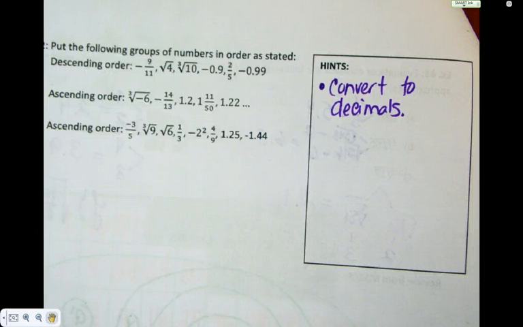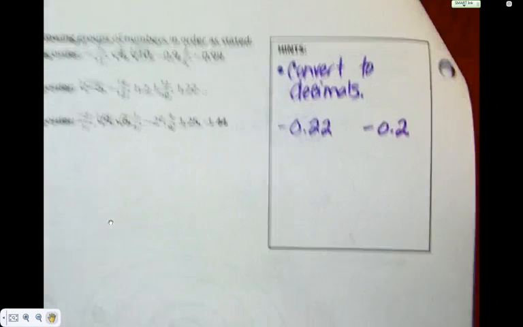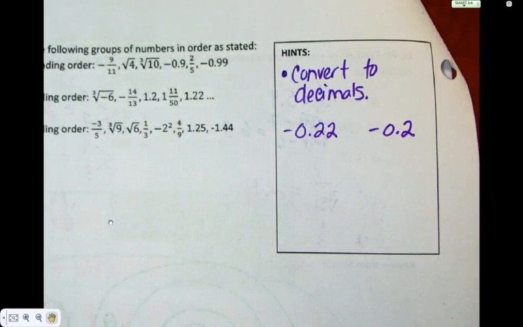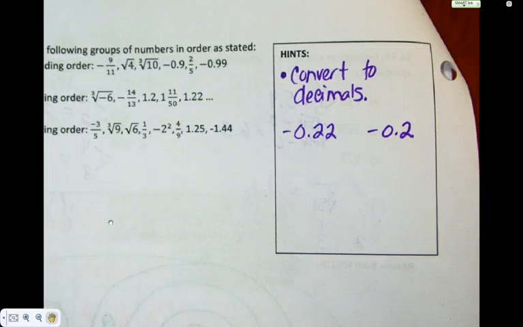A couple other hints. It's just when you look at multi-decimal places. So negative 0.22, for example, and negative 0.2. Which one's bigger and which one's smaller? We're assuming if it stops there, that it stops. So it would be a zero, but it's not necessary.